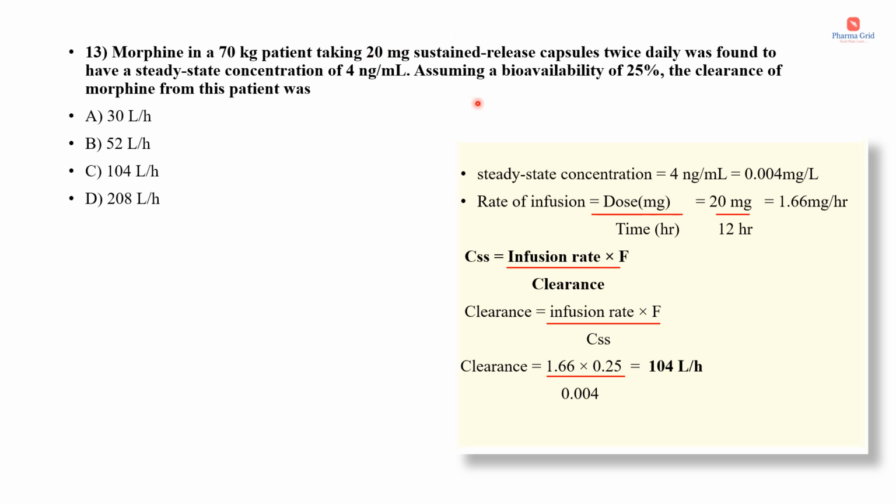Okay, so here bioavailability is given as 25%. So what will be the bioavailable fraction? 25 divided by 100, that is equal to 0.25. And infusion rate, we already got it here as 1.66 milligram per hour. And CSS is the steady state plasma concentration, that is 0.004 milligram per liter. Substitute all these values in this equation, we got the answer as 104 liter per hour. Okay, so here the correct answer is option C, that is 104 liter per hour is the clearance of morphine.